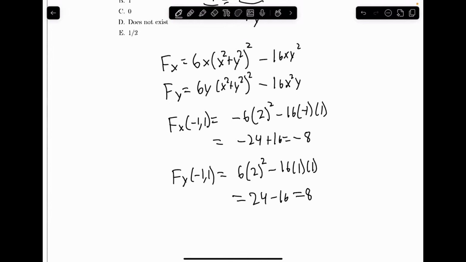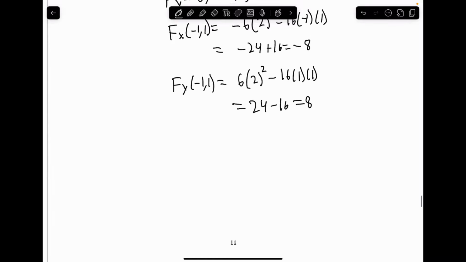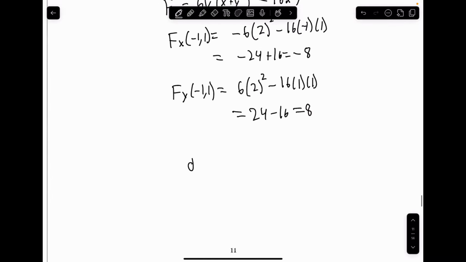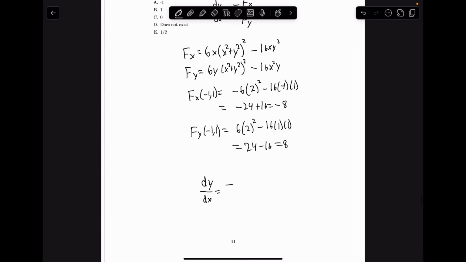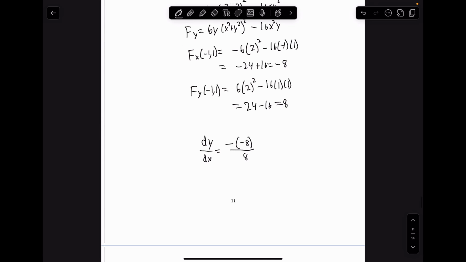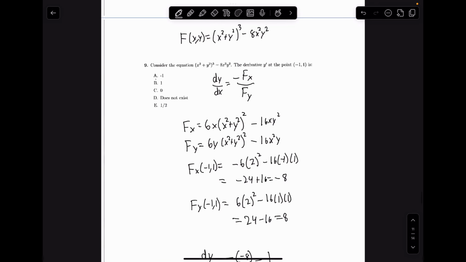Did I do that right? Yep, I did. Okay, so dy dx from our formula above is going to be negative fx over fy. So negative fx is -8, so -8 all over 8, and that is just equal to 1. And that is answer B.